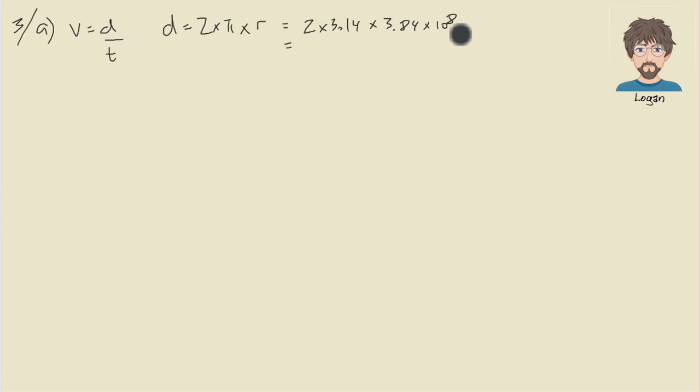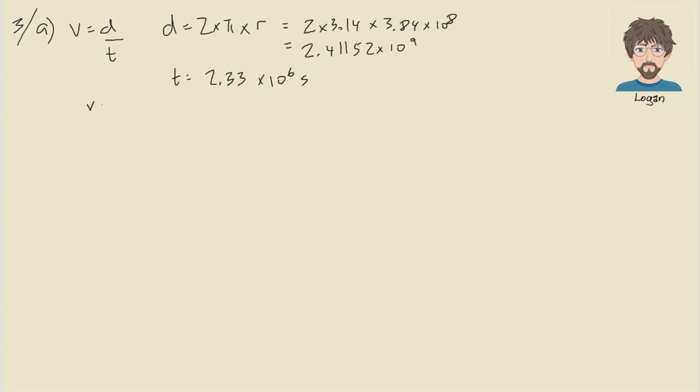6.28 times 3.84. 24.1152 times 10 to the 8, or 2.41152 times 10 to the power of 9. I'm going to keep all those digits for now because I'm going to do this division soon. And the time we've been given is every 27 days. They've actually given us the time in seconds, so I don't need to do the calculation to work that out.